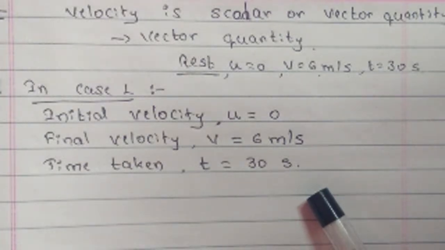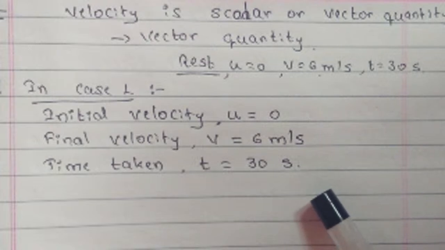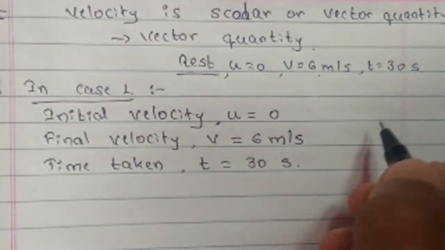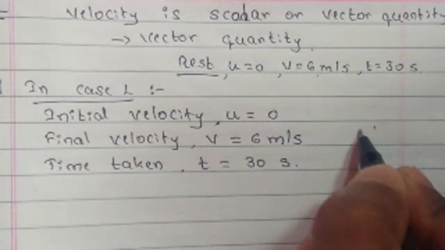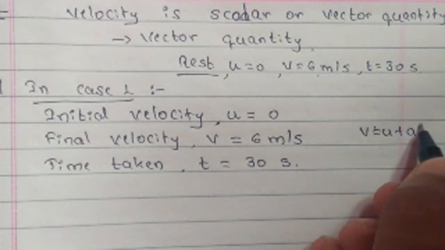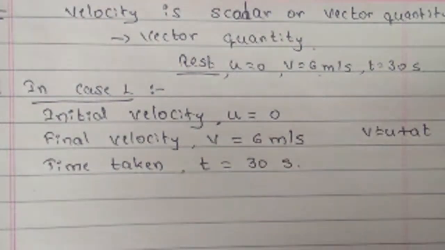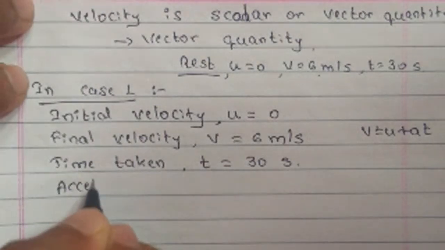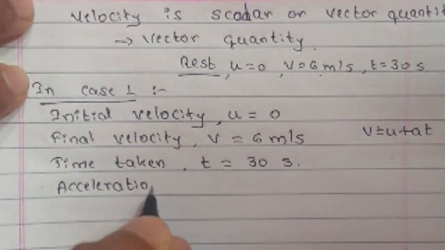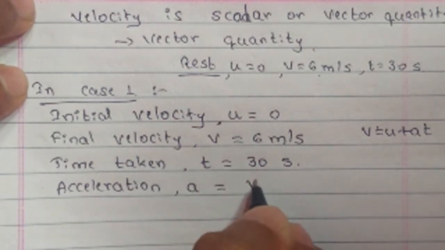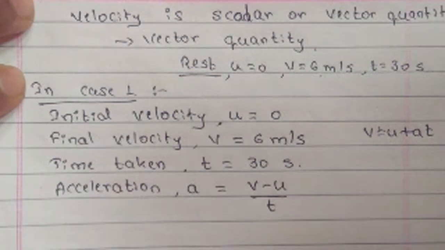In the previous class, in the motion lesson, we learned the different expressions of motion. In that we learned one, that is v is equal to u plus at. Okay, this is one expression which is used in motion, and when we rearrange this, it becomes acceleration, small letter a, that is equal to v minus u divided by t.